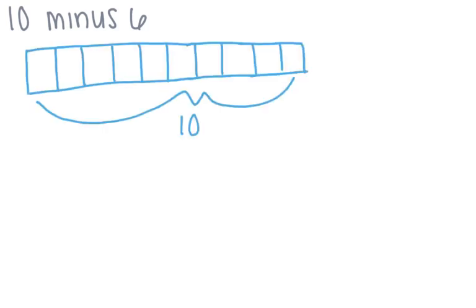So how can we show 10 minus 6 using a bar diagram? So I have drawn a bar diagram with 10 boxes, and now we have to show the minus 6. So we're going to shade in 6 boxes. So I have shaded in 6 boxes, and now this diagram shows 10 minus 6. So what expression would represent this model? The expression that represents this model is 10 minus 6.